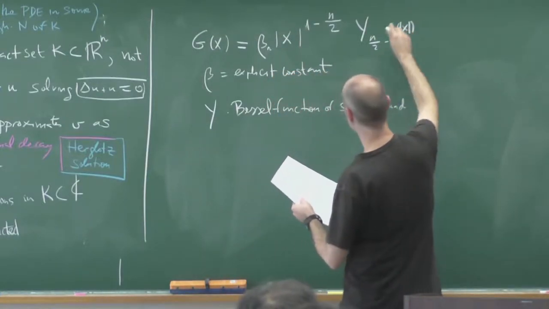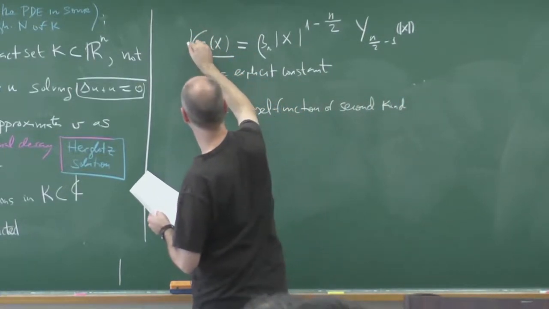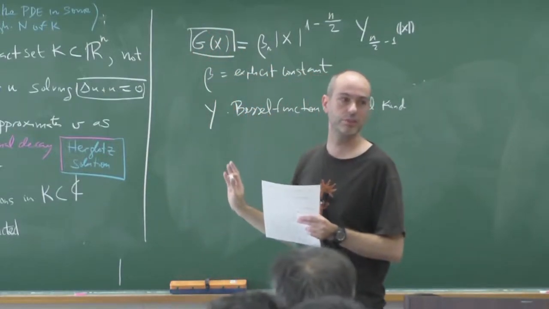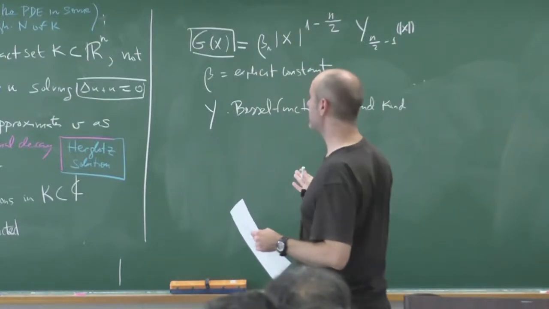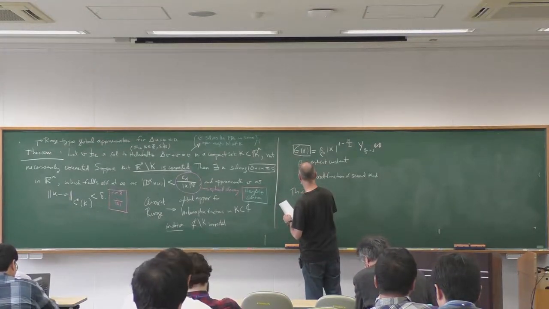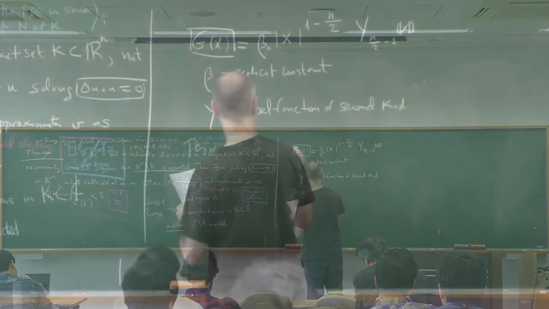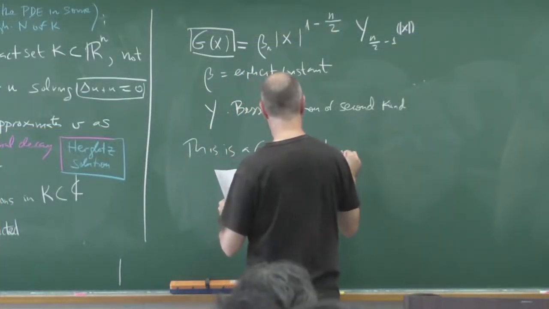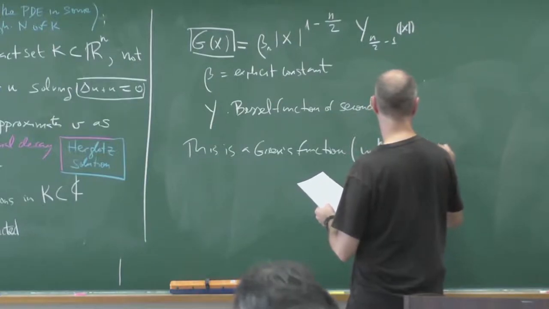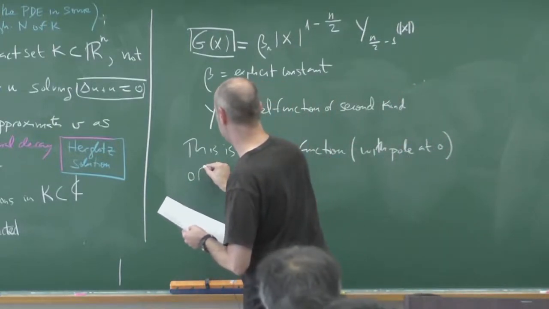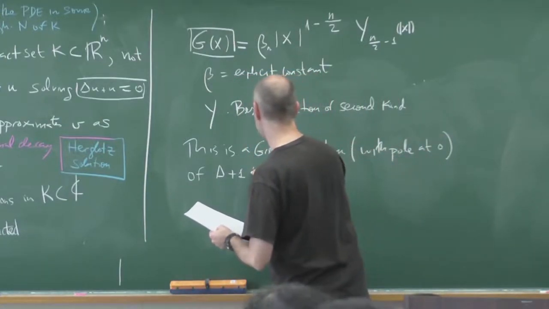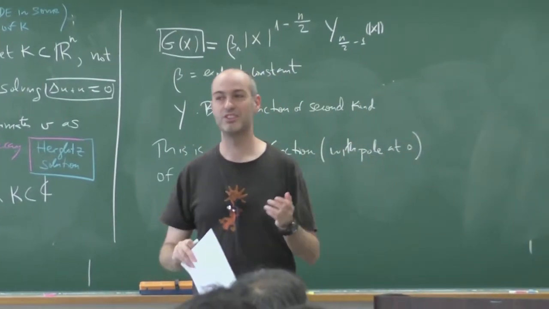Okay. So why is this function important? The point is that this is actually a Green's function, with pole at the origin, for this operator, the Laplacian plus 1. So this is a Green's function, with pole at 0, the origin, of the Laplacian plus 1. Okay, so now I skip a few details. This will be assignments for students and exercises.